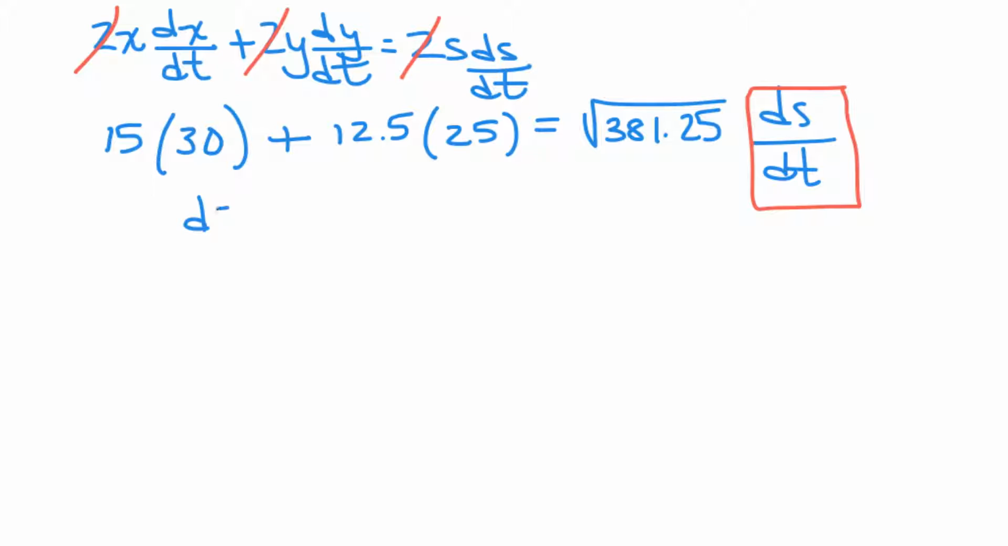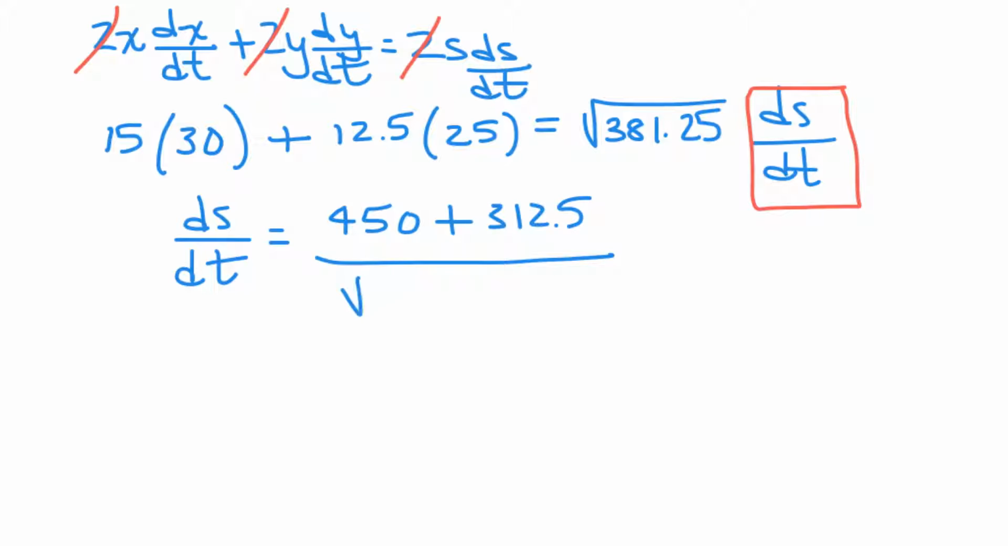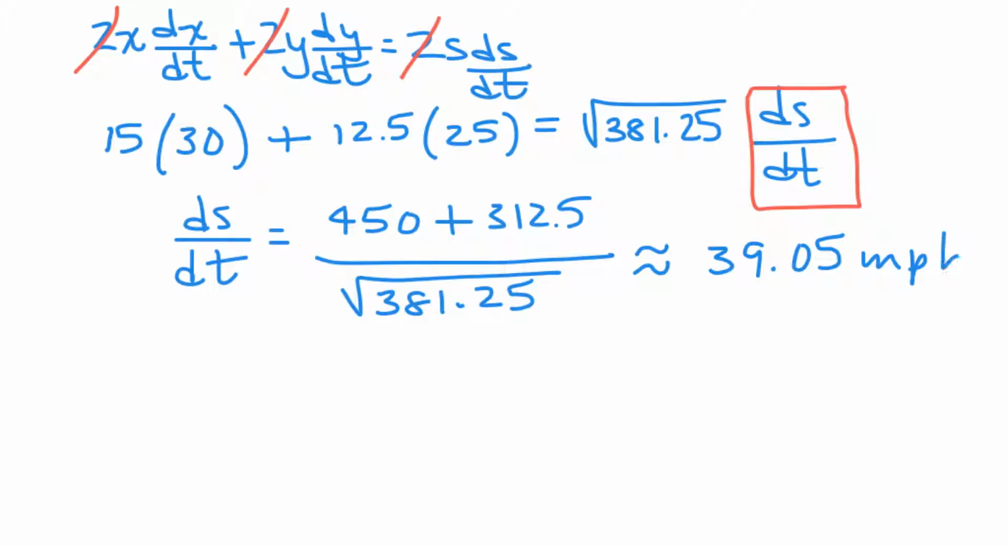We have ds/dt is equal to 450 plus 312.5, doing the multiplication, over the square root of 381.25, and that is approximately 39.05 miles per hour. And that is the rate at which the distance between Allison and John is increasing at 2:30 p.m.